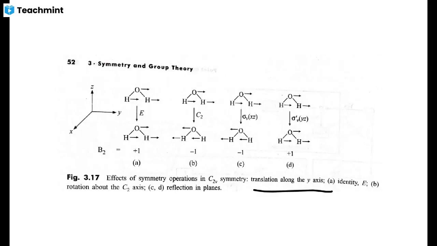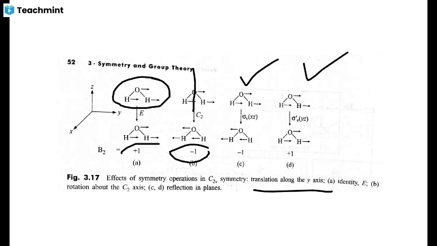First, you take the water molecule, and the translation is just an arrow; put this in the y direction. If you perform the E operation, there is no change in the vector direction, so you can put +1. If you perform the C2 operation, the vector changes direction, so you can put -1. Like that, you perform all the symmetry operations of the elements and you get the characters.